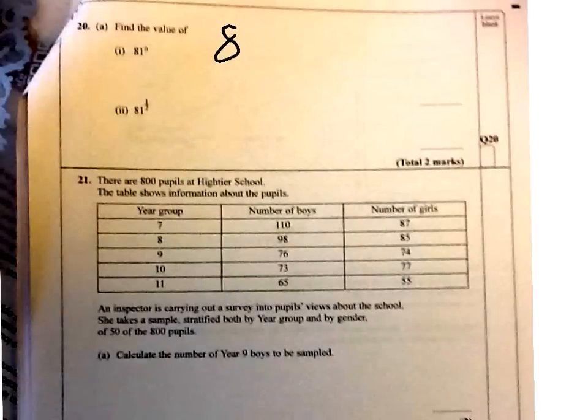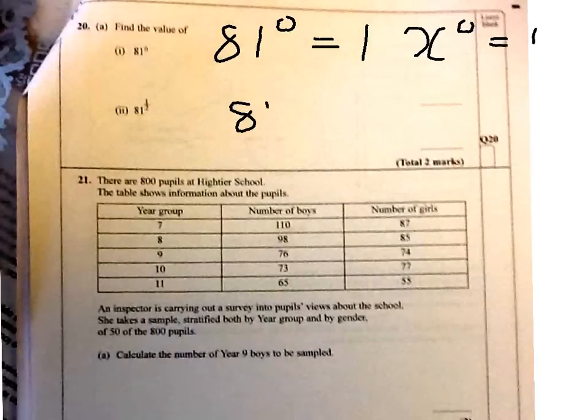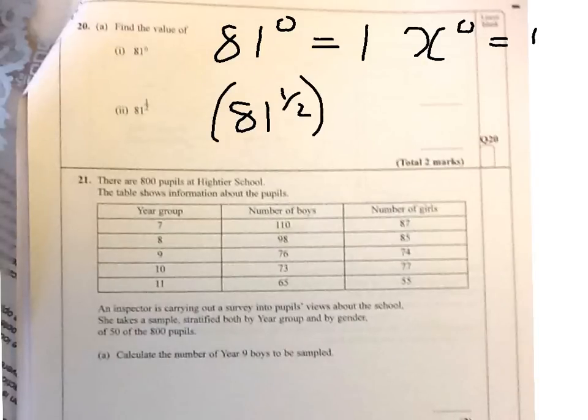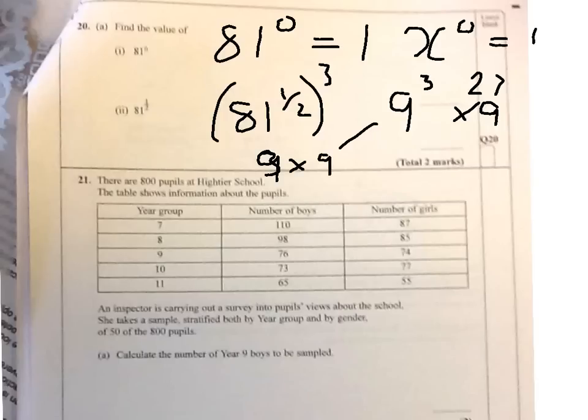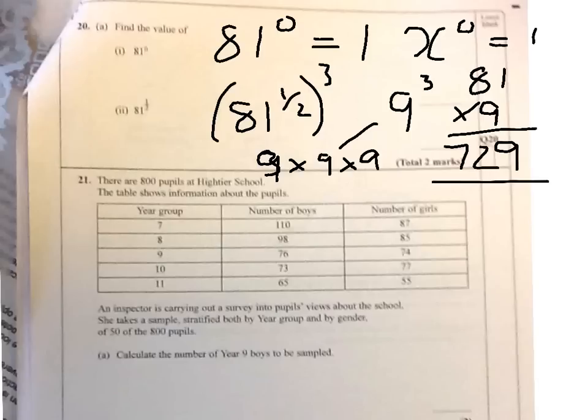So first part, 81 to the naught, nice and easy, equals 1. Anything to the power naught equals 1. Right, 81 to the 3 over 2, well let's do the square root first. So the square root of 81 is 9, so we're left with 9 cubed. Just make that clear, 9 cubed is 9 times 9 times 9. So in actual fact I've made a mistake. It's going to be 81 times 9. So 1 9 is 9, 8 9s are 72. Nice and easy, the answer is 729.